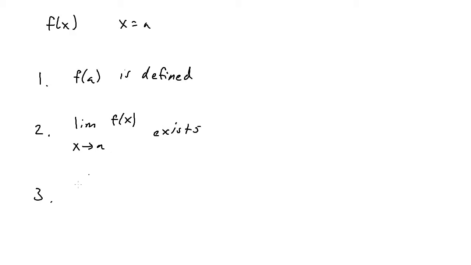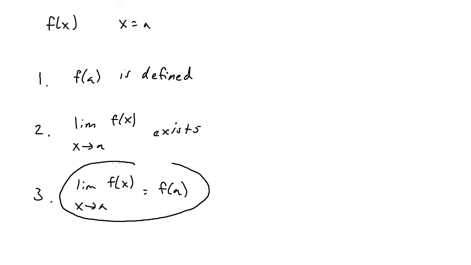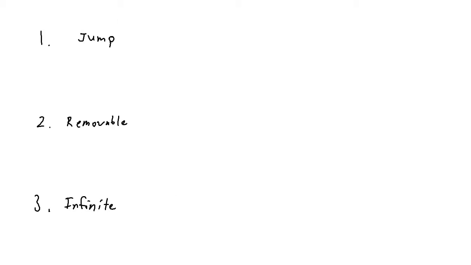And the third condition is that the limit of f of x as x approaches a is equal to f of a. Now the main formula or the main condition you want to focus on is the third one, where the limit of f of x as x approaches a is equal to f of a, because if this is true, then all three of these conditions are true and the function is continuous. Now keep in mind that if any of these conditions are not met, that's how we know the function is discontinuous.